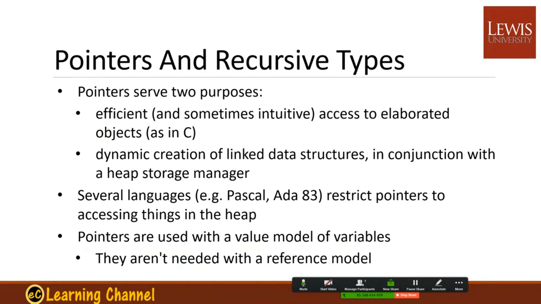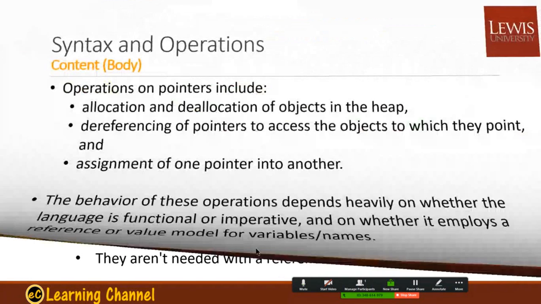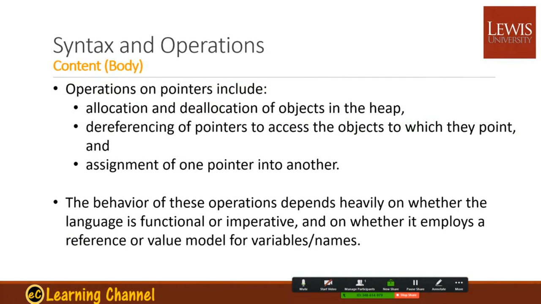Several languages like Pascal and Ada 83 restrict the pointer to accessing things in the heap. But C language, because it has a general pointer calculation scheme, you can actually store any address you like, even a pointer to a function. That's allowed. Pointers are used with a value model of variables. They aren't needed with a reference model. So pointer is not reference. Pointer is a storage of addresses.